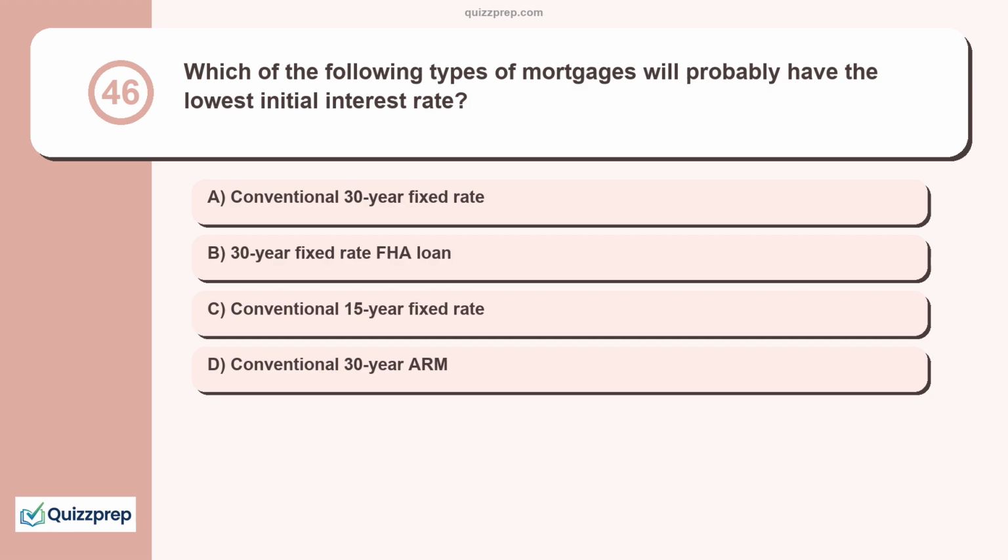Question 46. Which of the following types of mortgages will probably have the lowest initial interest rate? A. Conventional 30-year fixed rate. B. 30-year fixed rate FHA loan. C. Conventional 15-year fixed rate. D. Conventional 30-year ARM.